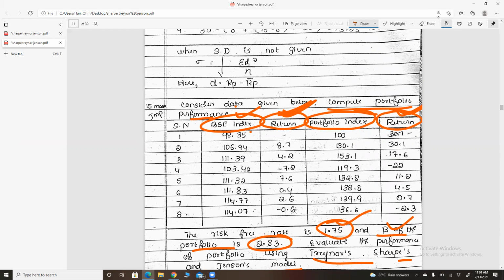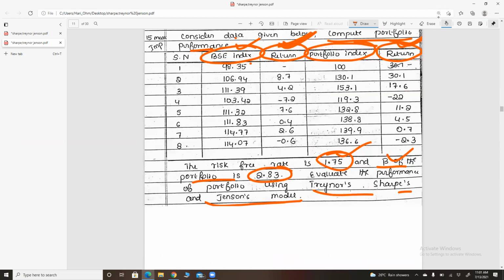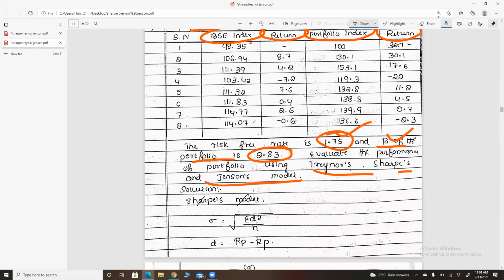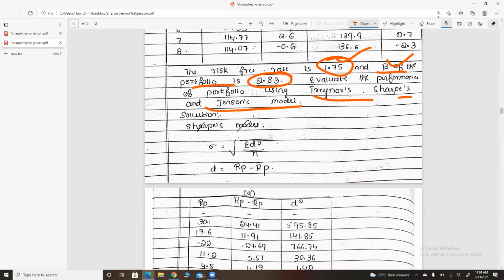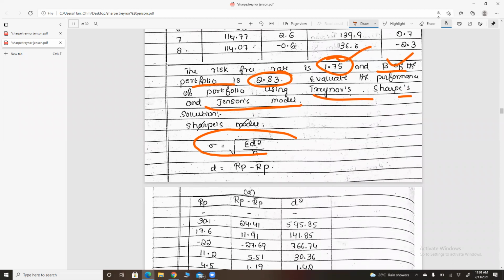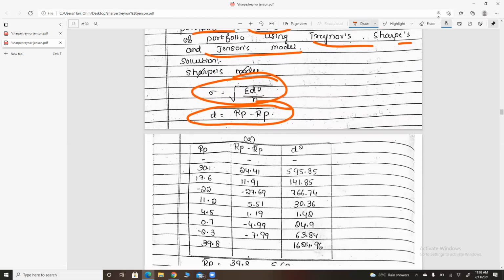Then what you need: standard deviation is not given. Portfolio standard deviation is not given. So for that you need to calculate it. The formula is standard deviation is equal to square root of summation d square divided by n. This is the formula, square root of summation d square divided by n. Now what is d? D is nothing but Rp minus R bar p, right? Rp minus R bar p.